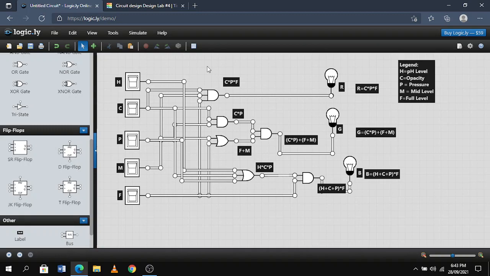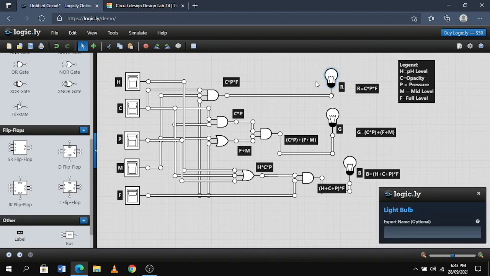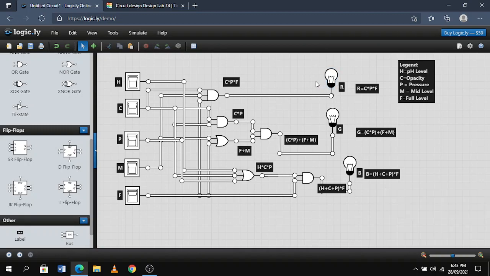Let's first look at function 1. Our circuit must turn on the red light, which is R, if there is high opacity and high pressure, and the tank level is full. So I have my parameters over here, represented with these variables.